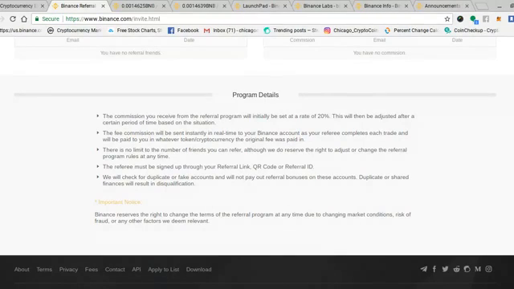The referee must be signed up through your referral link, QR code, or referral ID. We will check for duplicate or fake accounts and will not pay out referral bonuses on these accounts. Duplicate or shared finances will result in disqualification. Please note, Binance reserves the right to change the terms of the referral program at any time due to the change in market conditions, risk of fraud, or any other factors we deem relevant.